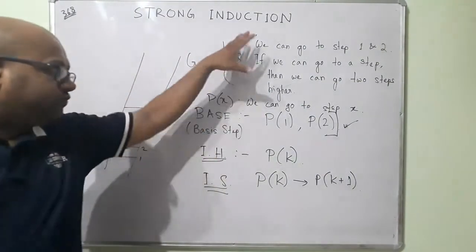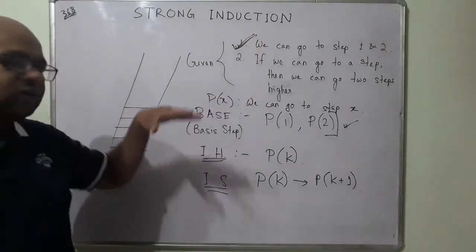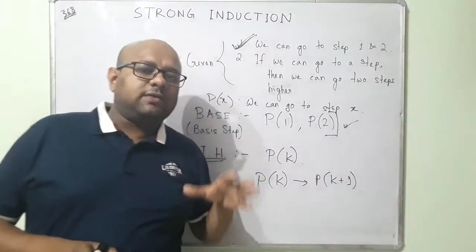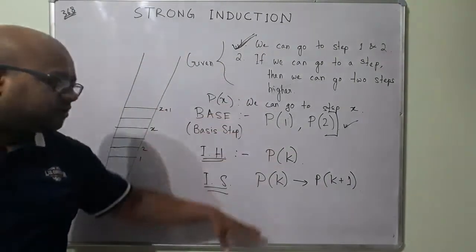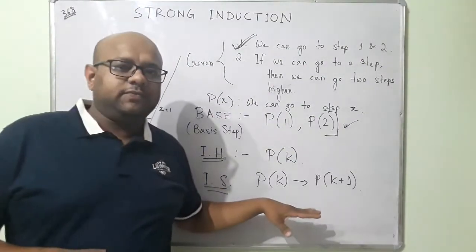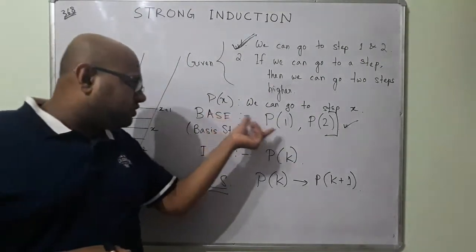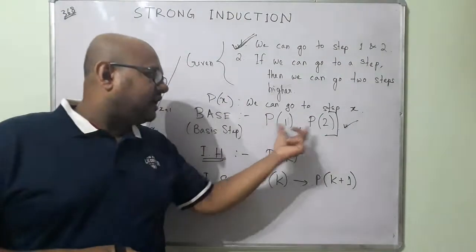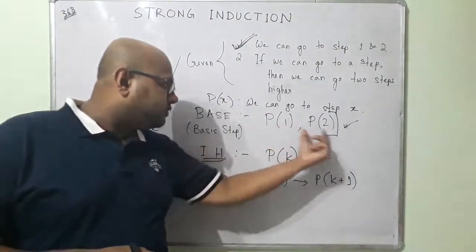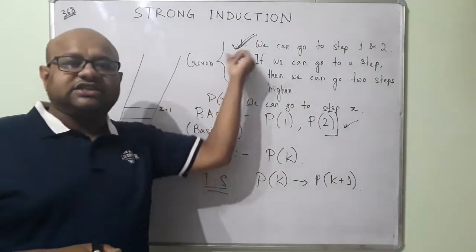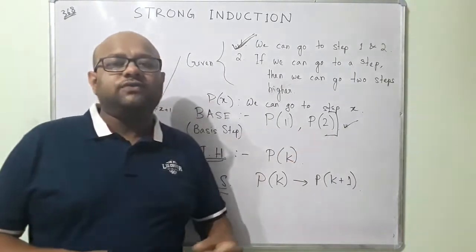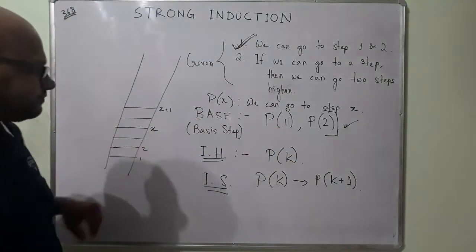We are required to prove, given these facts, that we can go to any step in this ladder. In our normal induction we would have proceeded in this manner. We would have proven our base case, and we have proven our base case using the definition itself. Point 1 gives us proof of our base.